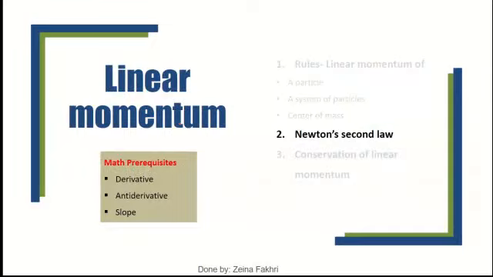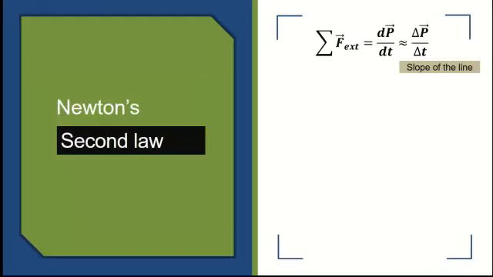In this part, we'll talk about Newton's second law in terms of linear momentum. We'll see that the summation of F external will be equal to dp over dt, which is the derivative of the linear momentum with respect to time, or it's equal to delta p over delta t in terms of a big interval of time.